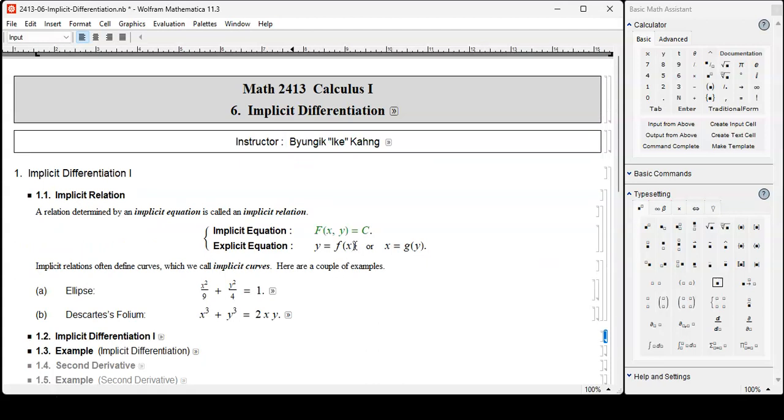In contrast, these kinds of equations are called explicit. y equals f of x form, y is a function of x, or x equals g of y form, x is a function of y, excuse me. In any case, an explicit equation has a direct connection to functions. In contrast, implicit equations do not have direct relations to functions.